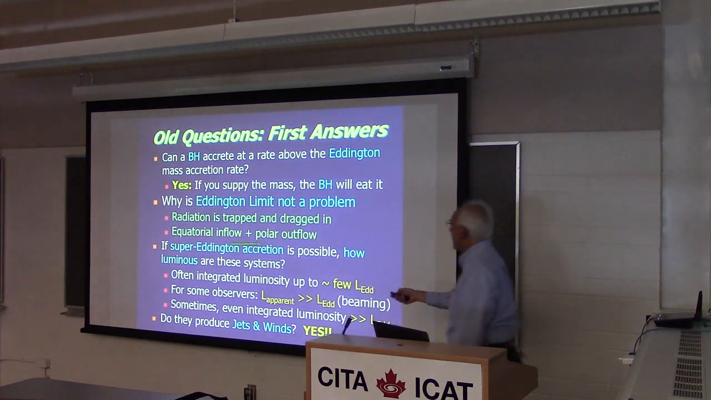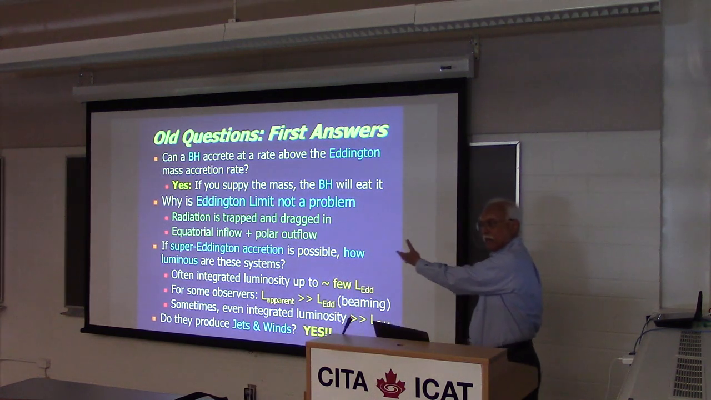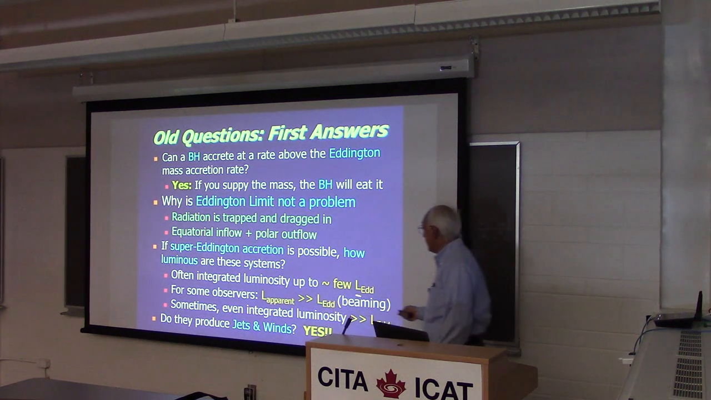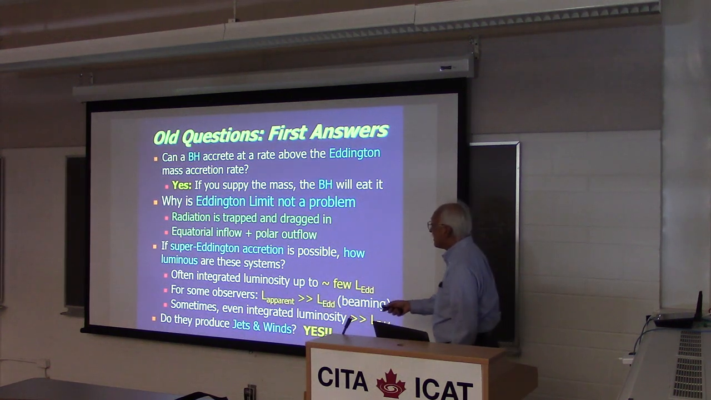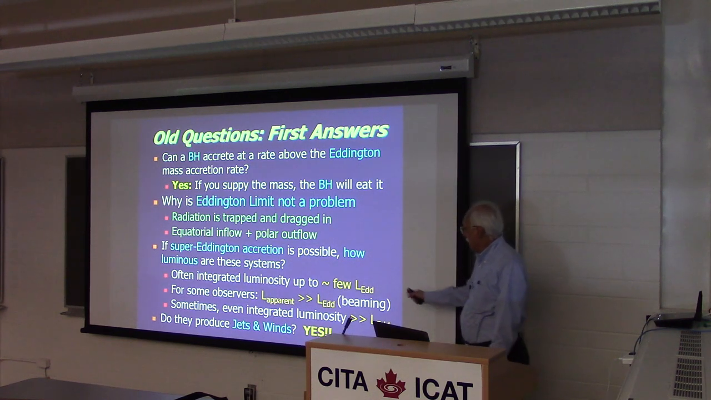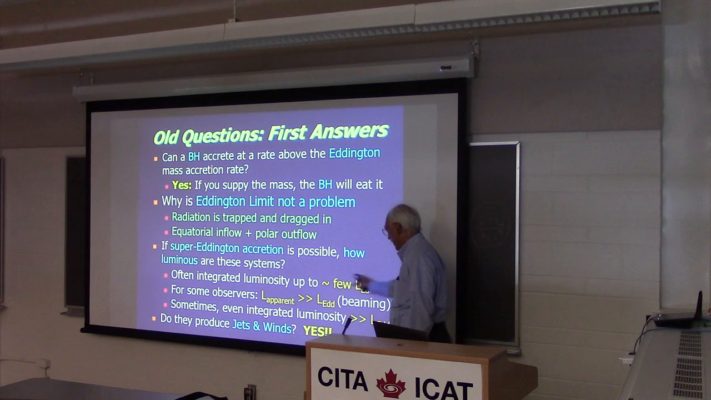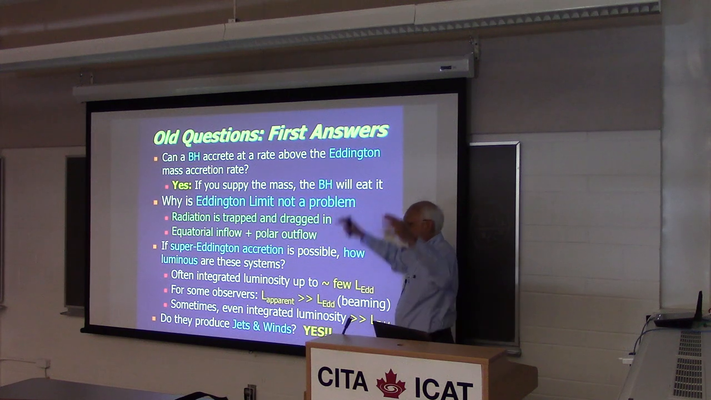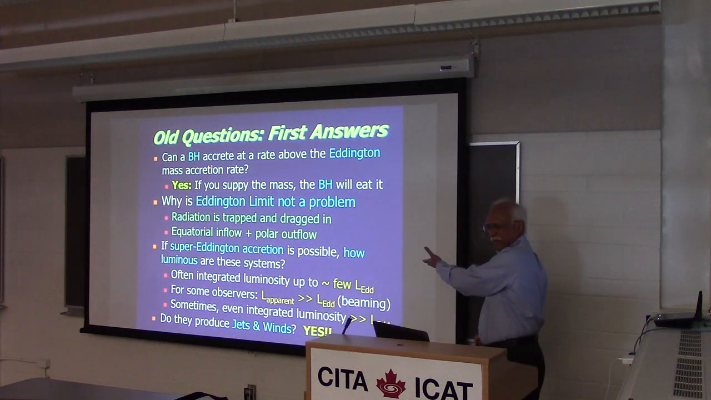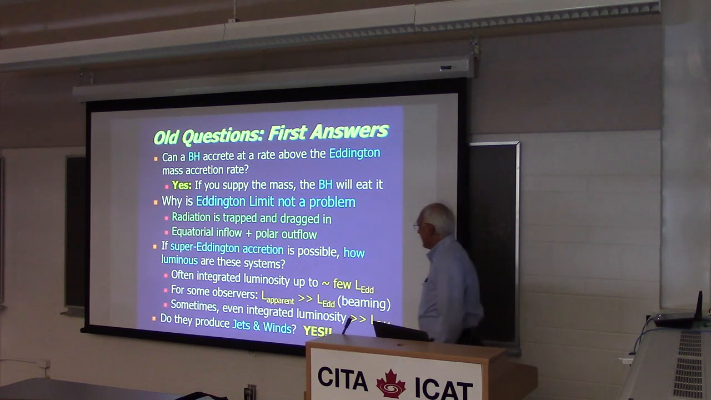OK, how luminous would these things appear if I were to look at it? For most of the parameter space, the integrated luminosity, if I integrate over all directions, is more than Eddington, but not by much. It's a few times Eddington. So there is some extra coming out in the poles, more or less Eddington coming out on the sides. Overall, just a few Eddington, and this was suspected. People had expected this even years before the simulations.